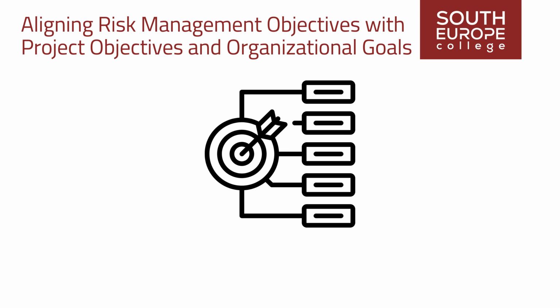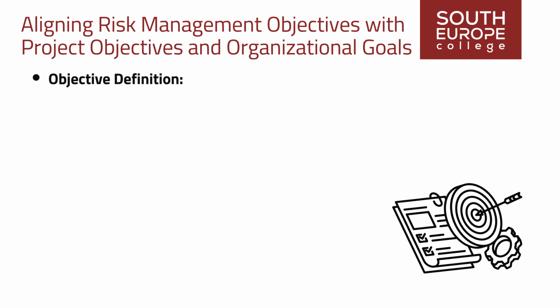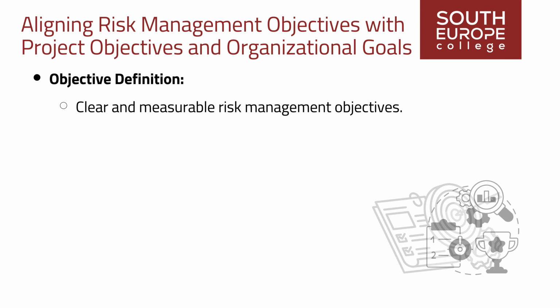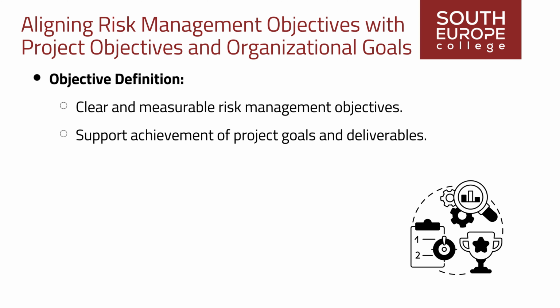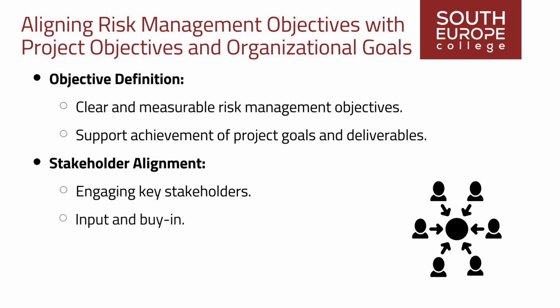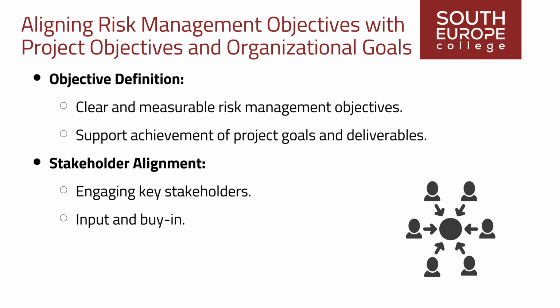Aligning risk management objectives with project objectives and organizational goals ensures that risk management efforts contribute to the project's success and strategic objectives. Key considerations include objective definition, articulating clear and measurable risk management objectives that support the achievement of project goals and deliverables. Stakeholder alignment, engaging key stakeholders to gain their input and buy-in on risk management objectives, priorities, and strategies. This ensures that risk management efforts are aligned with stakeholder expectations and interests.